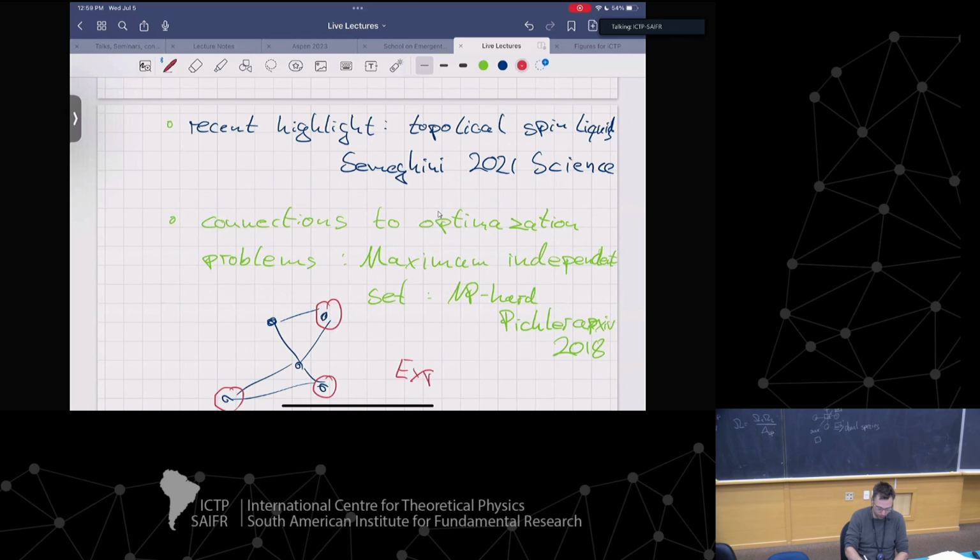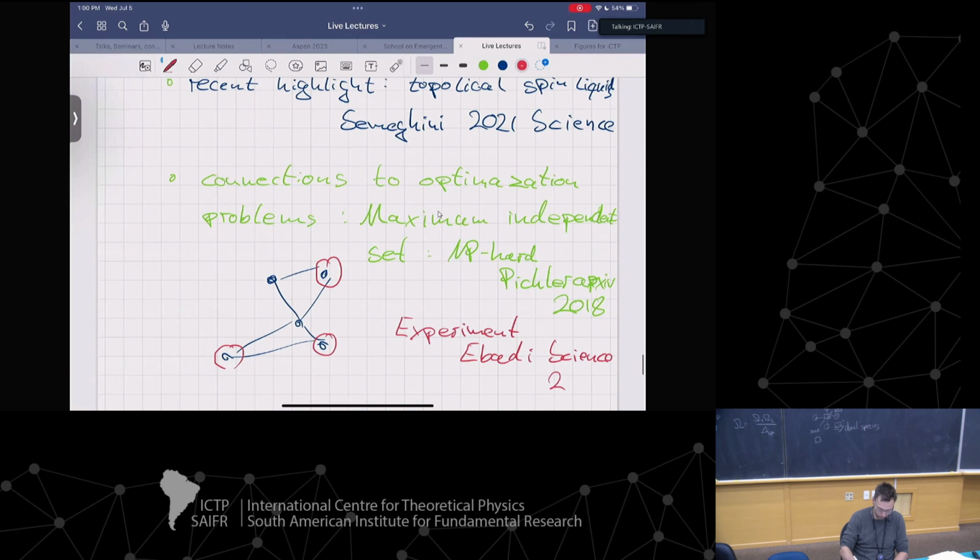And there's a cool experiment. And with that, we are basically at the present day. This was by Ebadi, Science 2022. And with that, I still have a lot on topological models and so on, but maybe here's a good time to finish. Thanks.